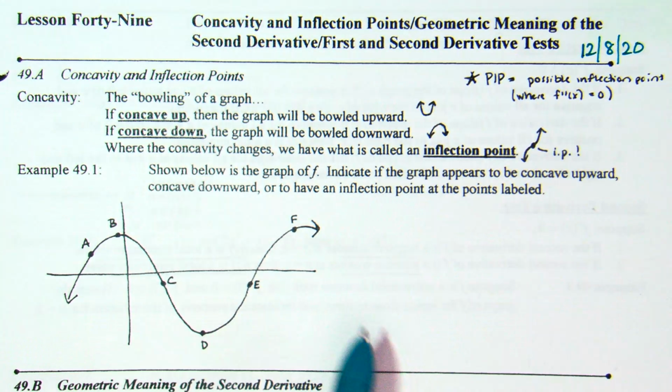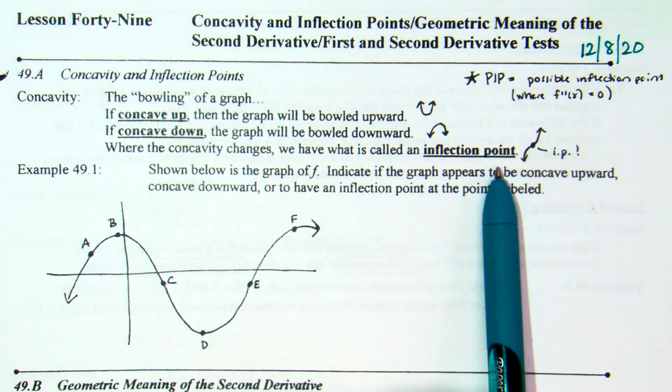Now, when the concavity changes, so when you're tracing your graph and it goes from concave up to concave down or vice versa, that's what we call an inflection point. An inflection point falls into that category of critical points, so it falls into the category of your mins and maxes and inflection points.